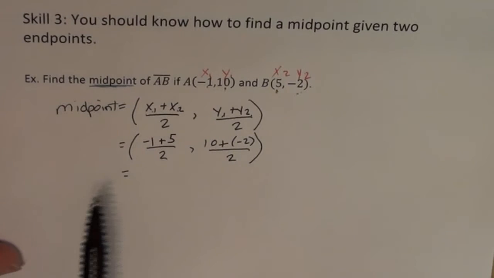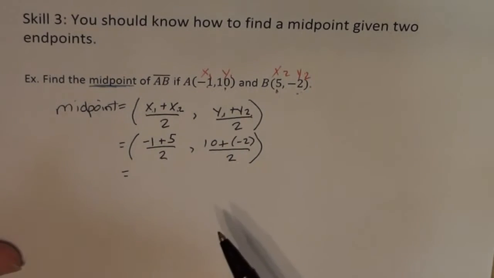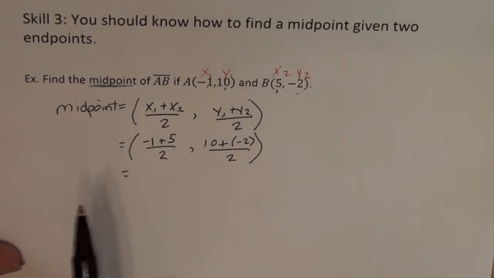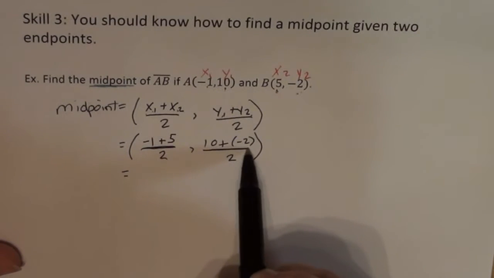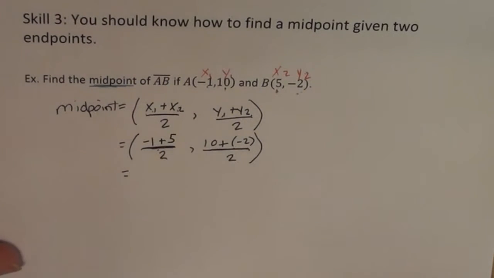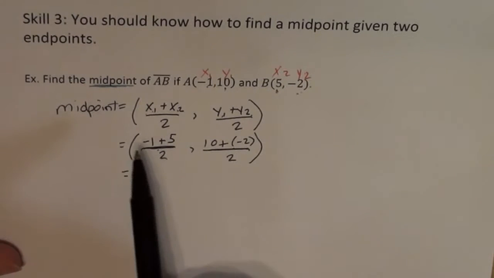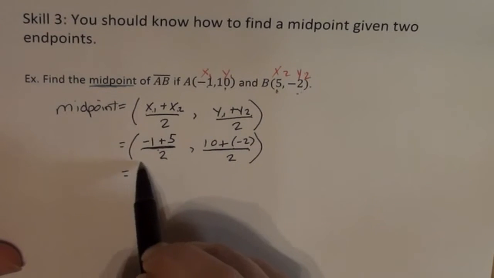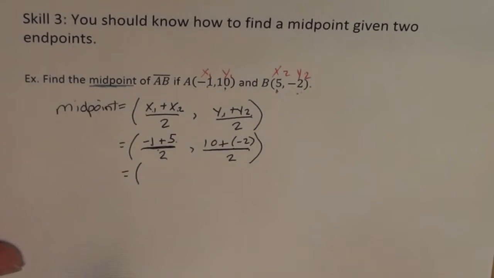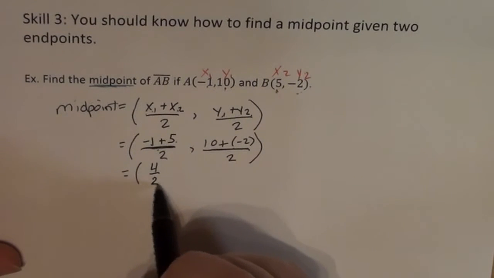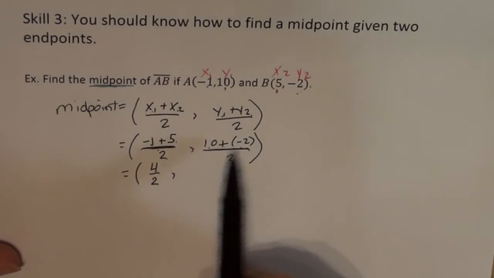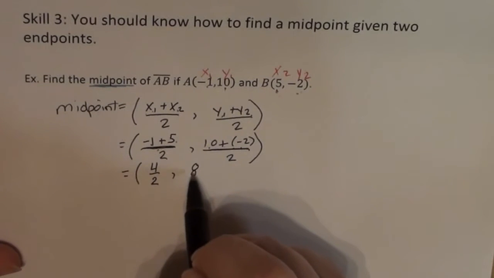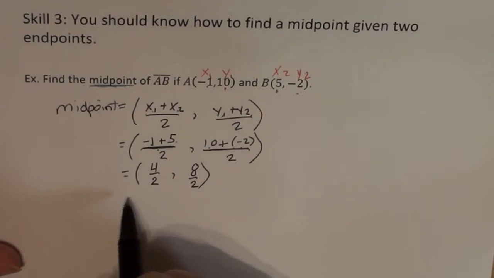Now, according to the order of operations, we need to do what's inside the parentheses first. And it's a little tricky because there aren't parentheses here that are visible, but this fraction bar, the horizontal fraction bar, in both the first coordinate and the second, act as parentheses around the numerator. So we calculate the numerator first. -1 plus 5 is 4, divided by 2. 10 plus -2, that's the same thing as 10 minus 2, which is 8 over 2.